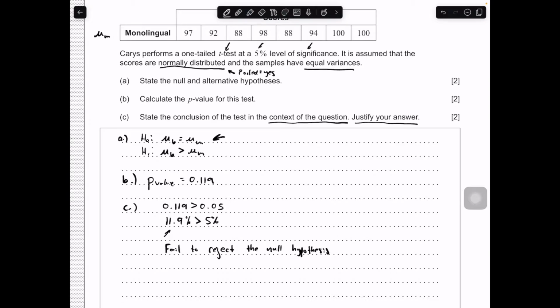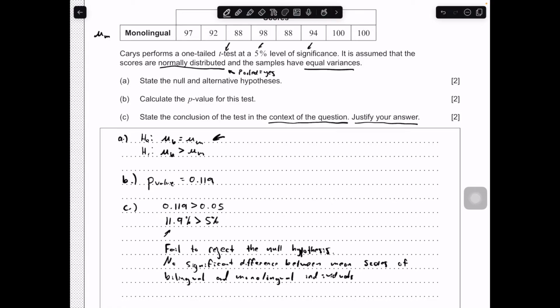And what can we say in context? We can say no significant difference between mean scores of bilingual and monolingual individuals.